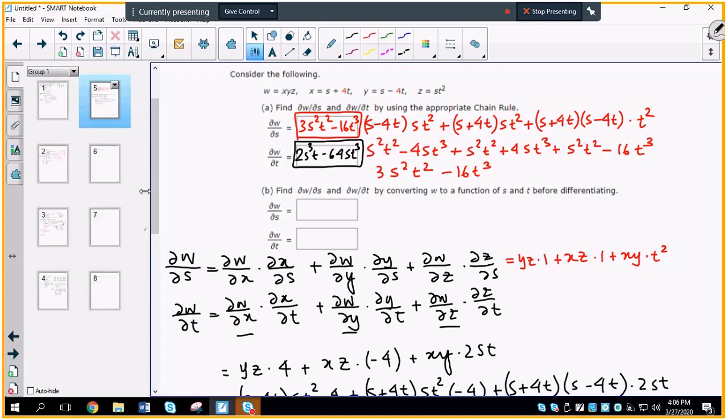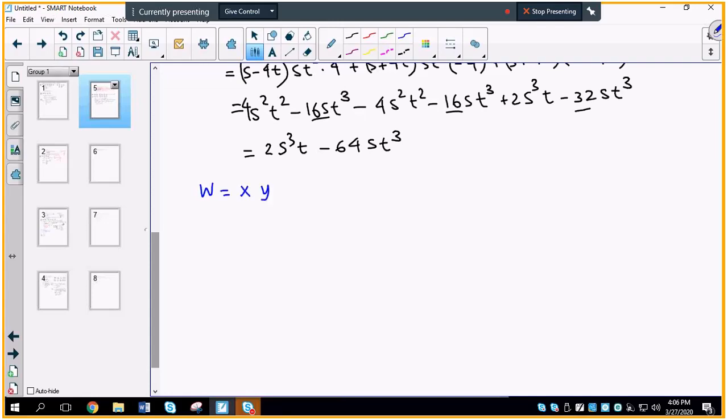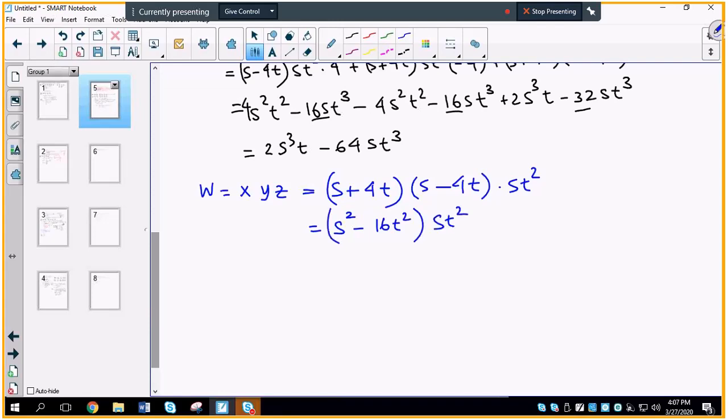So the second process is requiring you to find del W del S and del W del T, but it is saying before you start taking the derivative, change x, y, and z in terms of S and T. So we'll do that. We'll say W, which was x times y times z, should be equal to S plus 4T for x, S minus 4T for y, and then S T squared for z. So I get S squared minus 16T squared times S T squared, which is S cubed T squared minus 16 S T to the power 4.